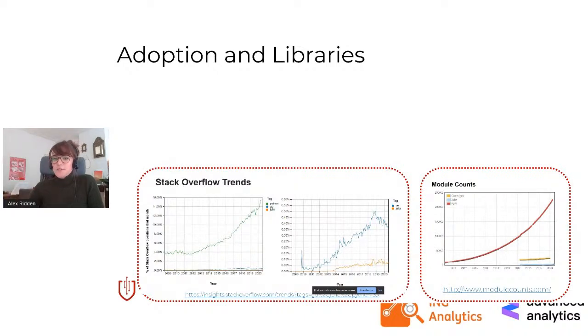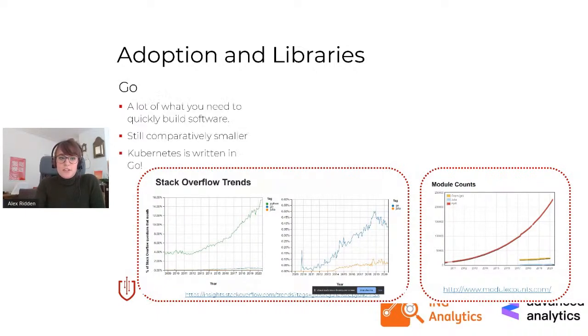The second graph is around modules. So how many libraries are there available? And again, Python massively overshadows. So from the Go point of view, a lot of what we needed is actually available, but it's still comparatively smaller to some of the more mature programming languages. A really nice little tidbit is that Kubernetes is written in Go. So that gave me a bit more confidence that it might be sticking around.